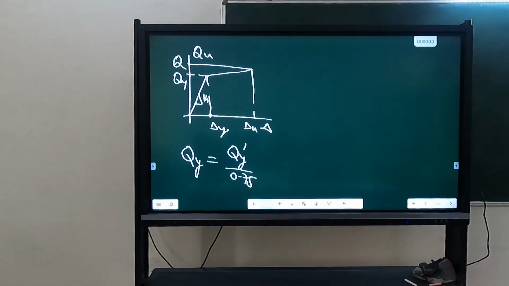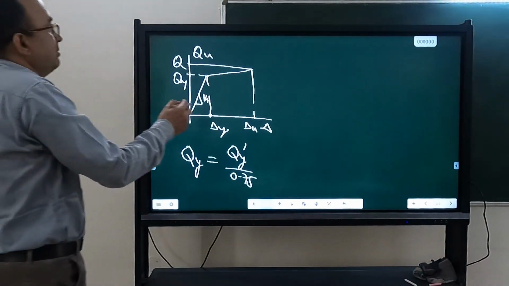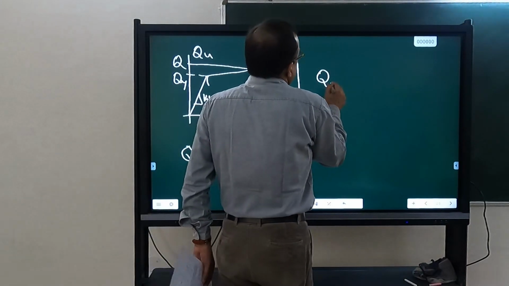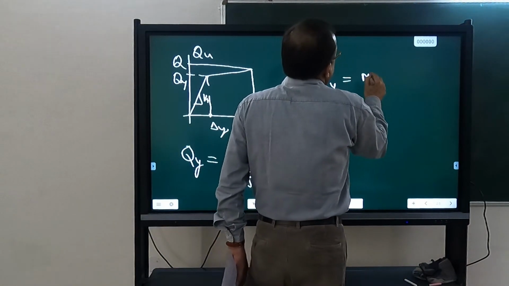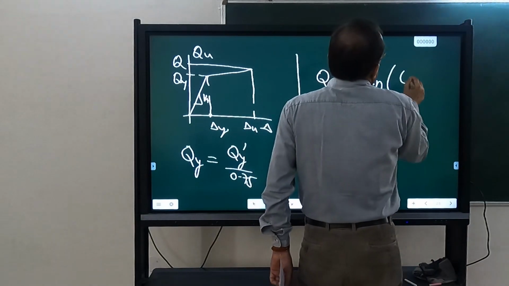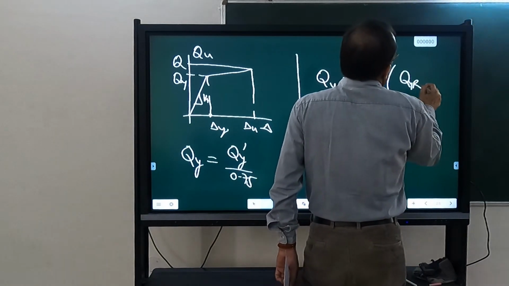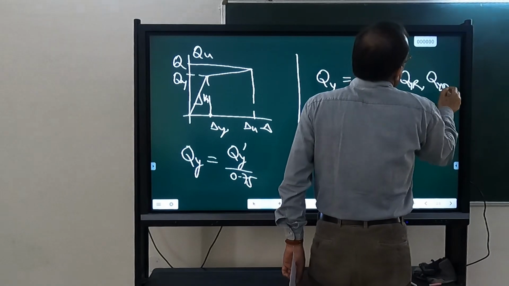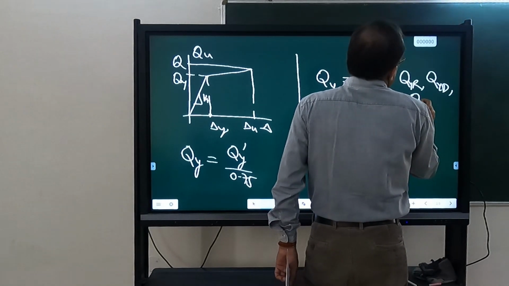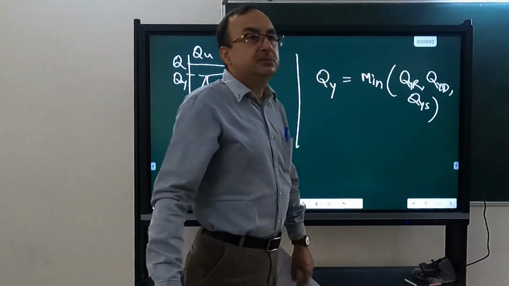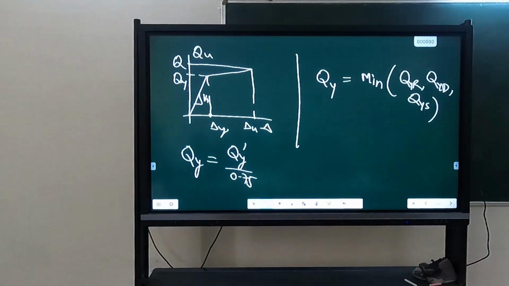Okay, so can you do it for all the 3 tiers? Calculation for shear is very easy, and this Qy will be the minimum of Qy rocking, Qy diagonal shear and Qy slide. It will be the minimum of the 3 because whichever strength is minimum, it will fail in that.